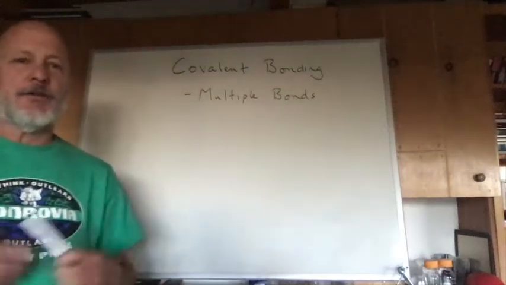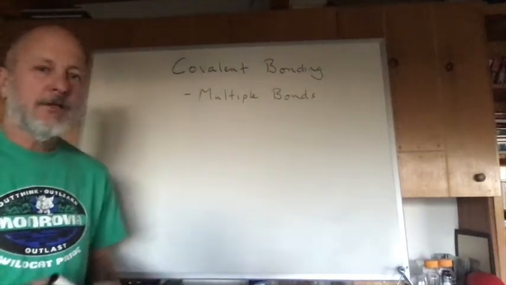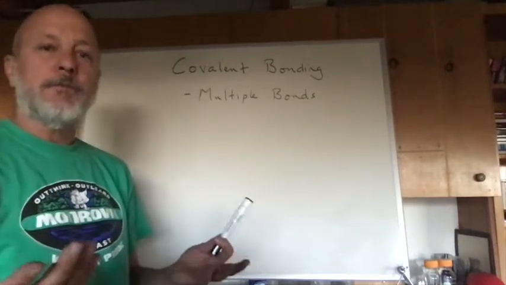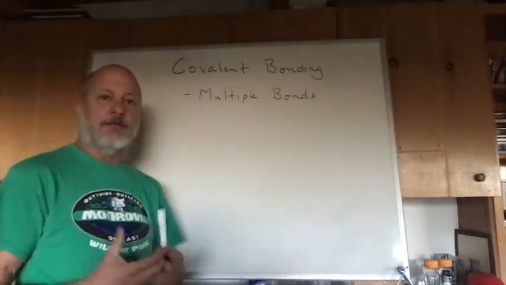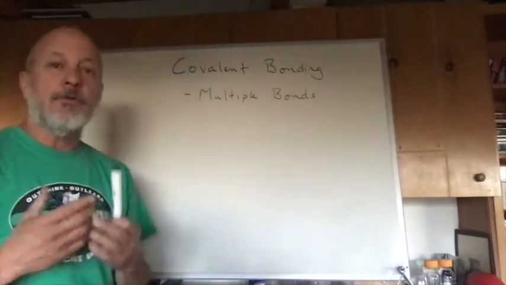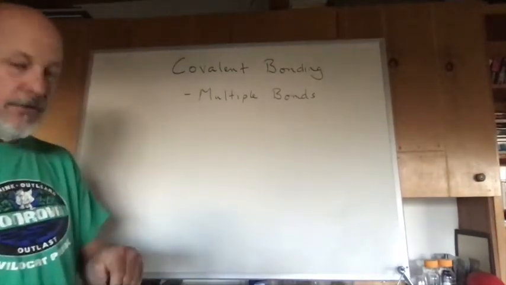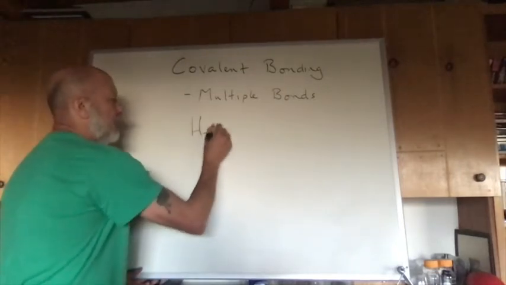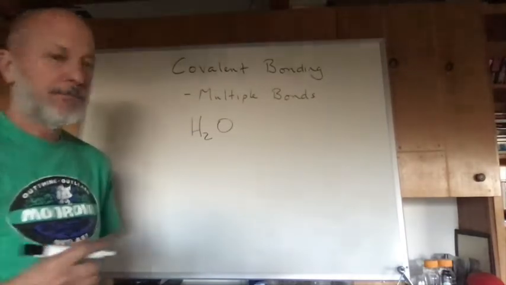Okay, let's extend our discussion of covalent bonding into covalent bonding with multiple bonds. So again, a covalent bond is a shared pair of electrons. And at times there's going to be two atoms sharing more than one pair. As a quick review of covalent bonding, let's look at a simple molecule, H2O, water.